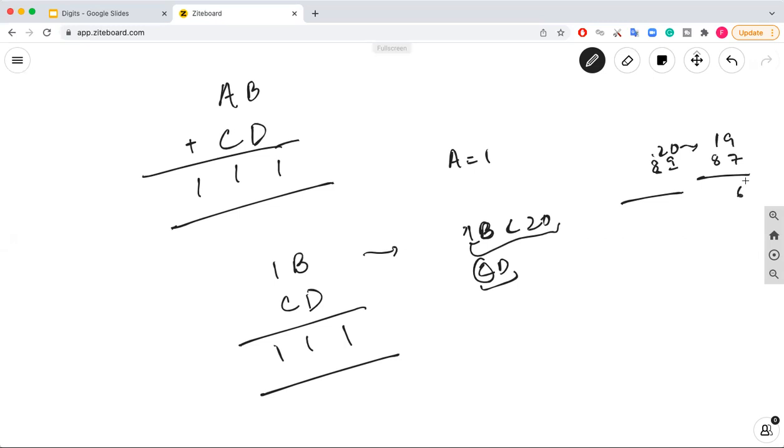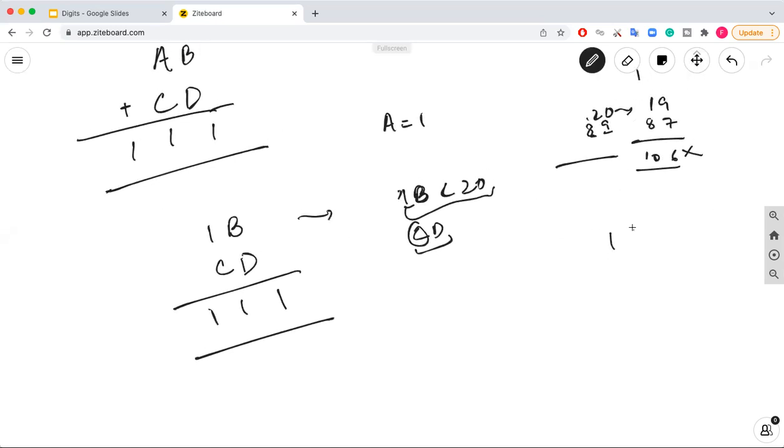9 plus 7 is 16, carry 1, 1 plus 8 is 9, plus 1 is 10, so 106. This is not the case. Now let's see: we have 19, and if we consider C as 9, the maximum, this cannot be 9, right? So what is the value of this so that we have 111? 93. So what is the answer here? 111. 19 plus 93 gives 111.